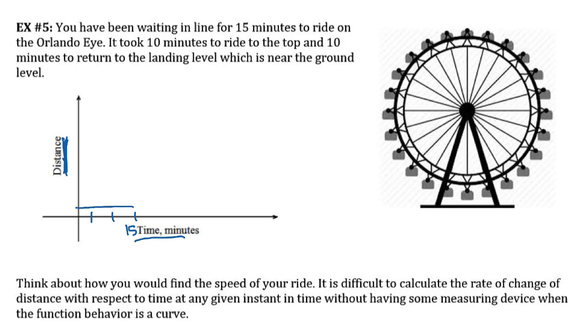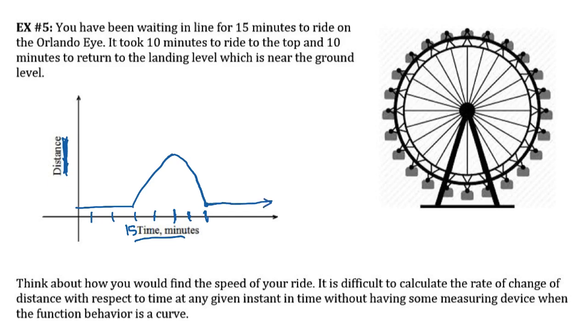Now, it told us it took us 10 minutes to get to the top. So we're at 15. And so, let's see, that's going to be 20, 25. We're going to be at the top. We don't know how far up. We just know we're at the top of the Orlando Eye. And then it's going to take us another 10 minutes to get back down. Now, we have to be careful because we're not going to plow ourselves through the ground. We're going to return and we're going to stay the same distance we were off the ground because we didn't get any taller riding that.